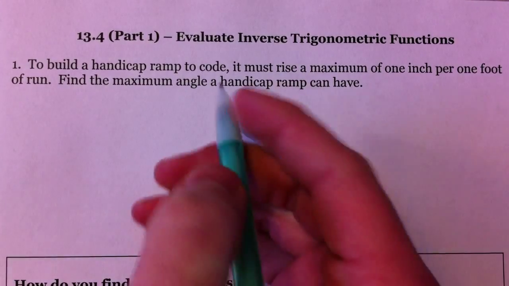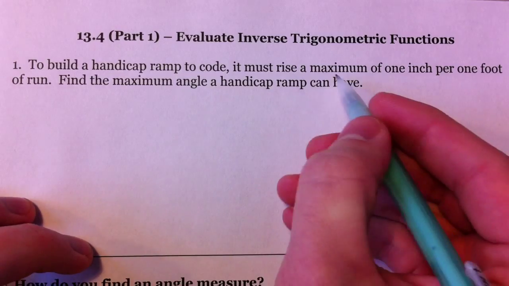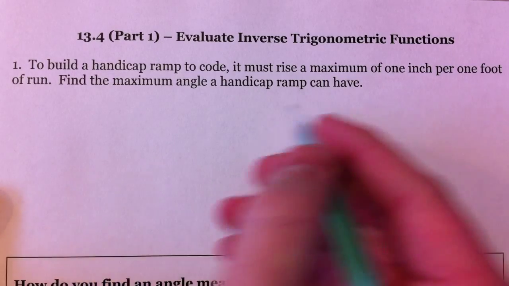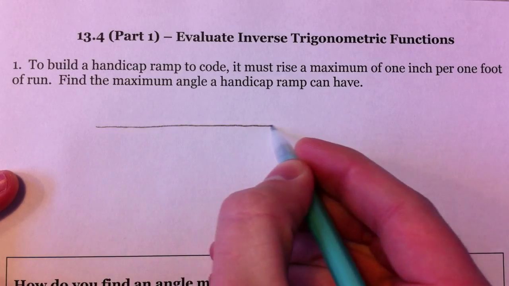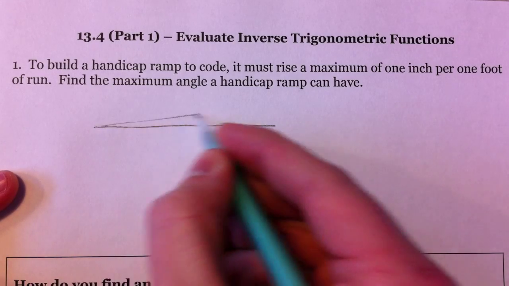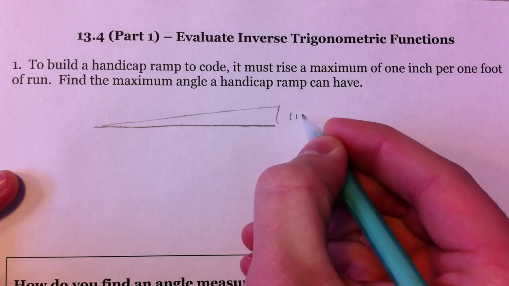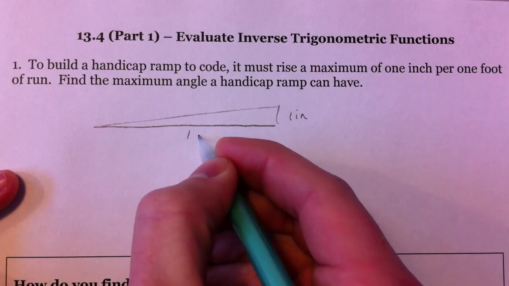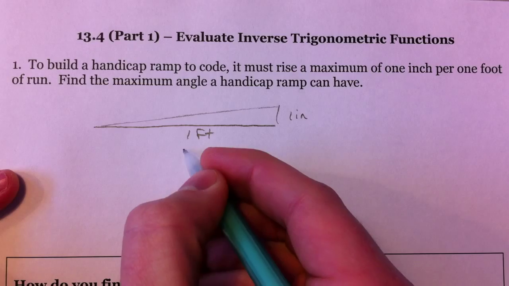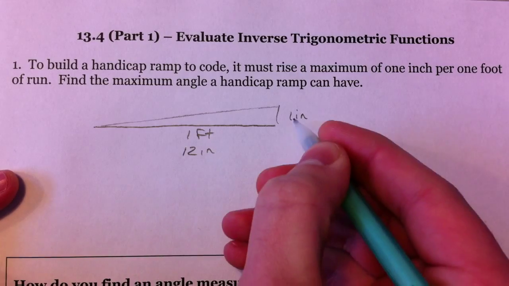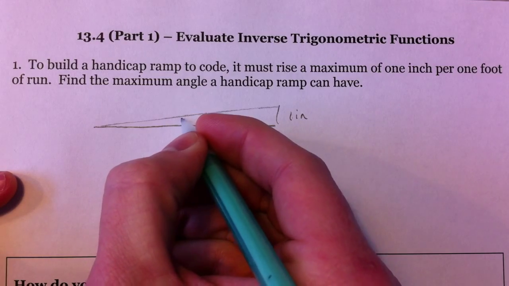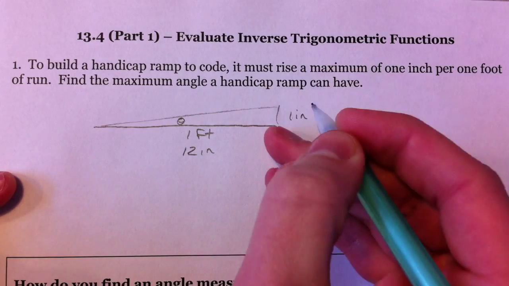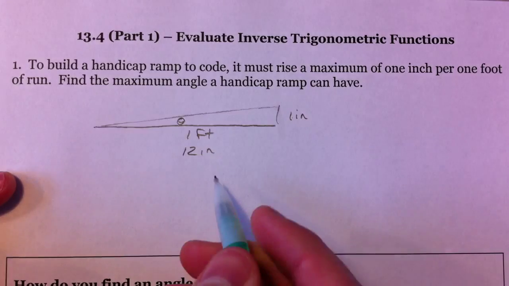So to build a handicap ramp to code, you must rise a maximum of 1 inch per every foot that you run. And so if you've gone a foot, you can only go up 1 inch to 1 foot. Now if we change this to 12 inches, that's a 1 to 12 ratio. And so let's find this maximum angle theta, because it could be less than 1 inch.